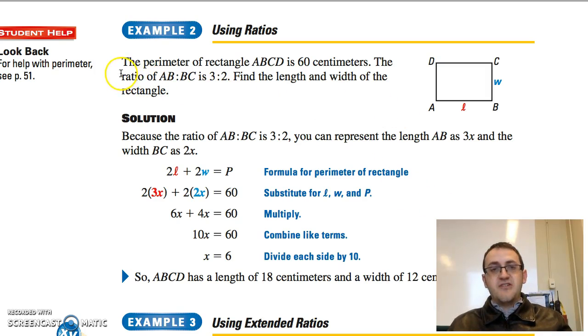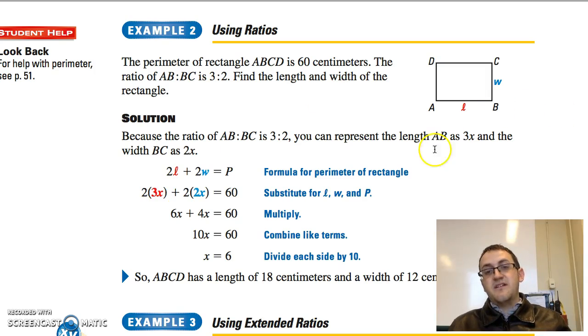We can use ratios, for instance, on these geometric problems. Like we could look at a rectangle having a perimeter of 60 centimeters, and the ratio of AB to BC is 3 to 2. So we can actually substitute. If you can see the red L, we could substitute 3x. So that's the length. And then the width of the rectangle is the blue, and we can plug 2x in for that.